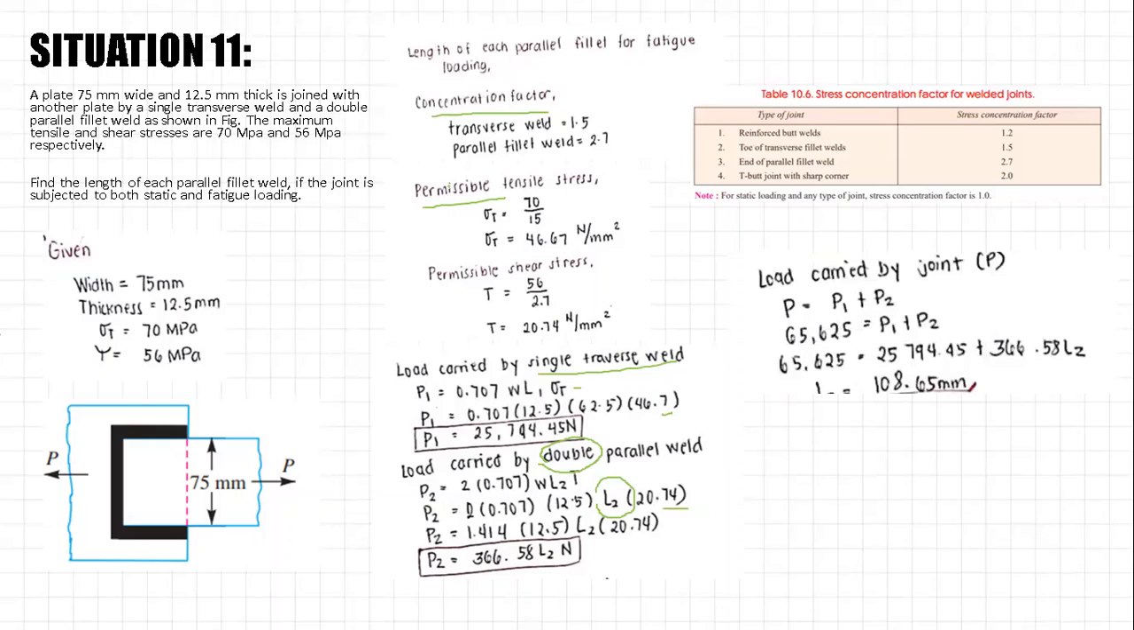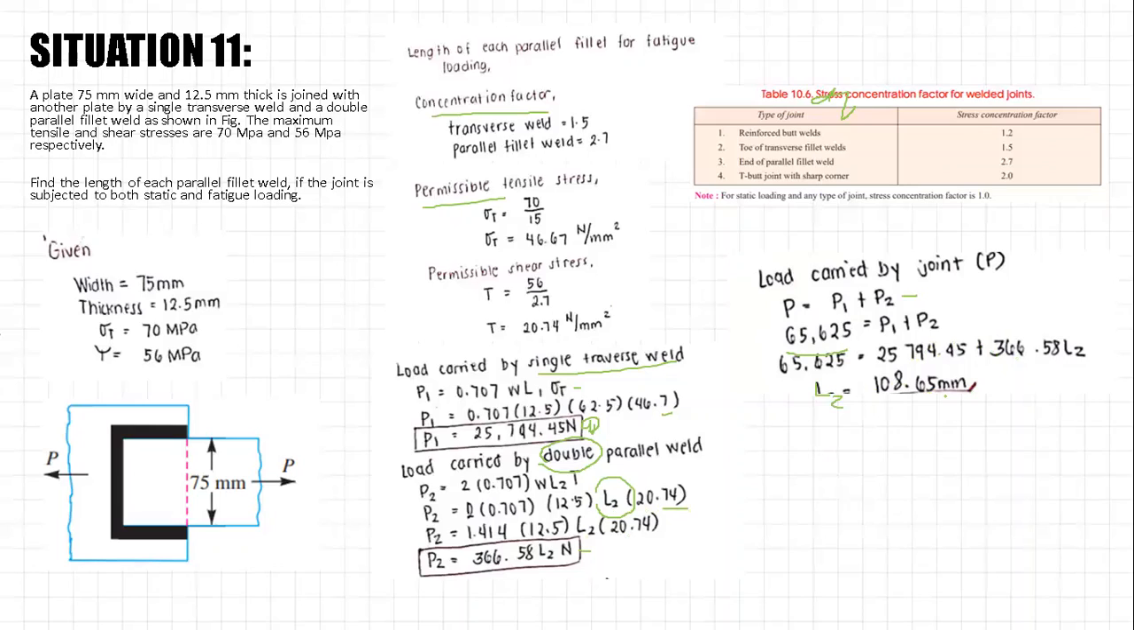Next, we get the load carried by the joint, P. We put in our equation again that P is equal to P1 plus P2. We got this earlier: 65,625 is equal to P1 plus P2. So for our P1 these are its values, and for our P2 it is this.